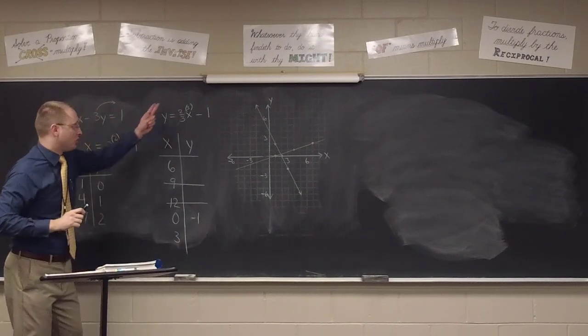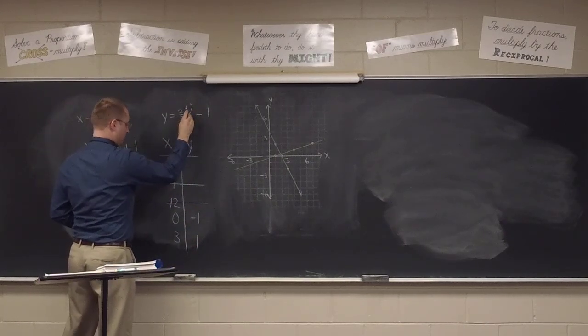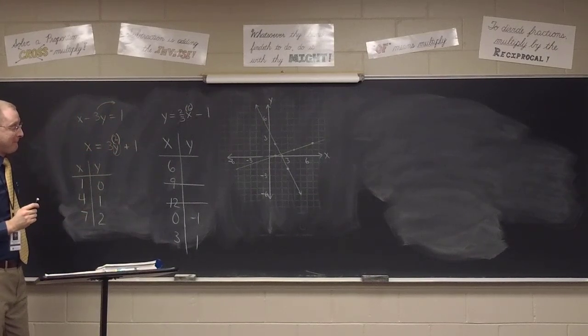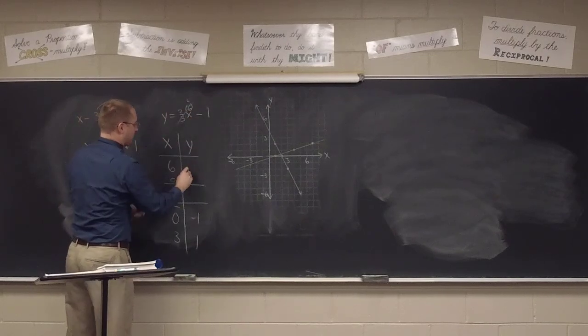2 minus 1 would be 1. All right, now let's take 2/3 of 6. Cancel to get a 2, times 2 is 4, minus 1 is 3.